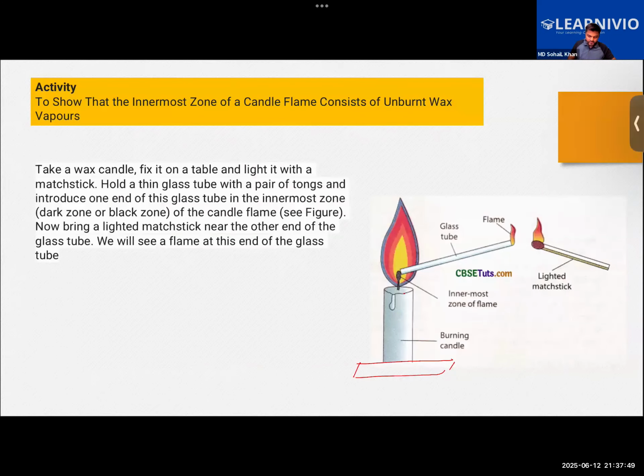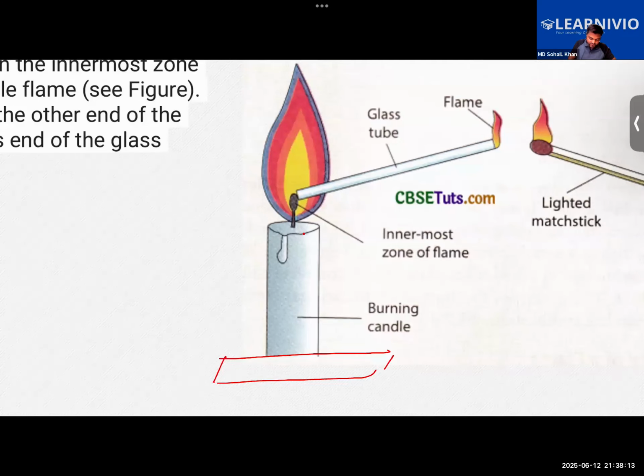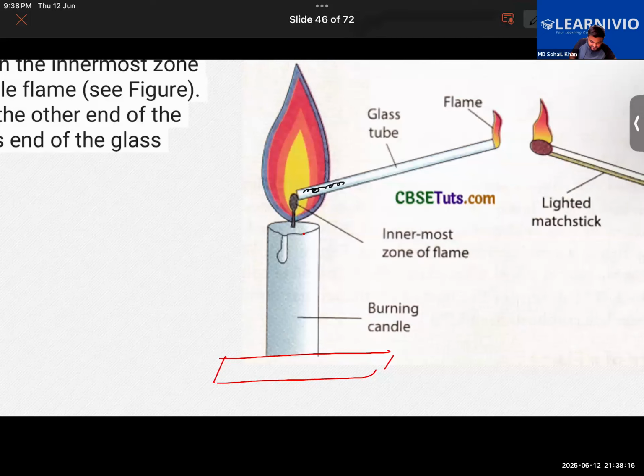Now you bring a lighted matchstick to the other end of the glass tube, and you will see it catch fire. You will observe a flame at the other end of the glass tube. Why are we seeing this flame? There must be something burning here. Some wax vapors came from the innermost zone of the candle flame, and they have caught fire, which you can see in the form of a flame.